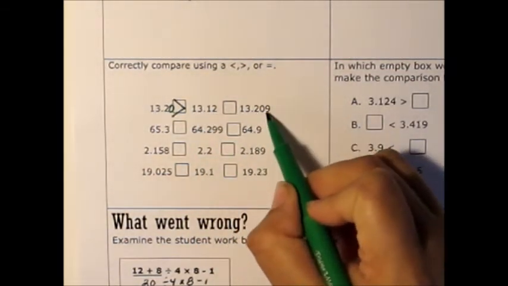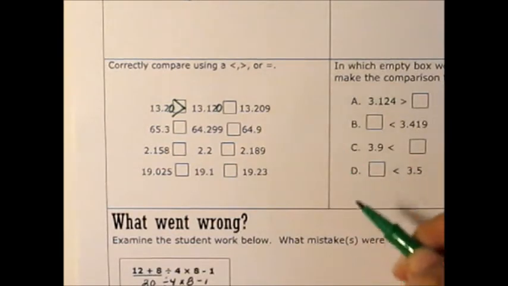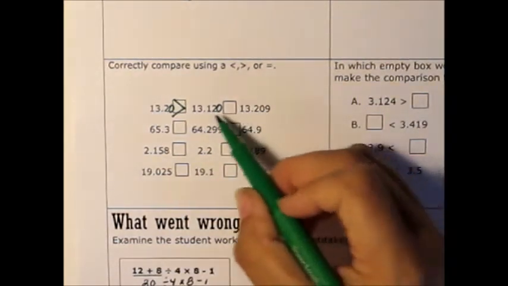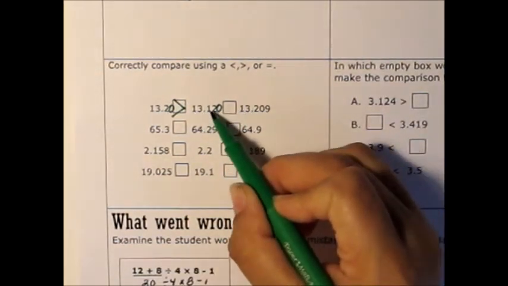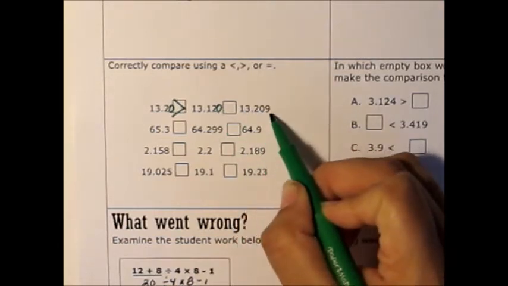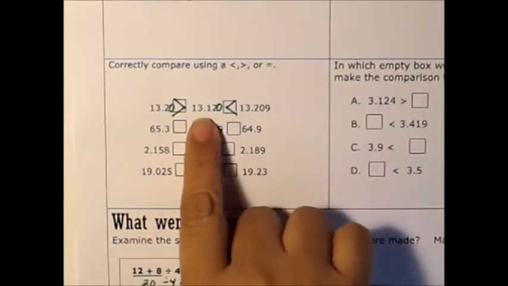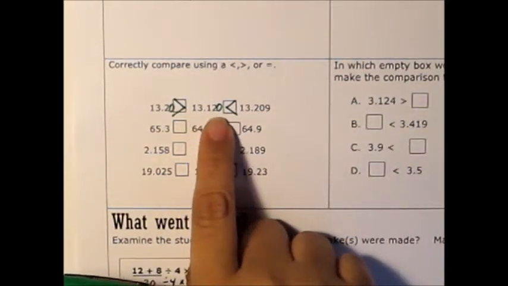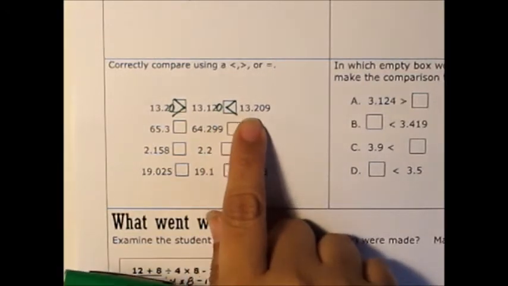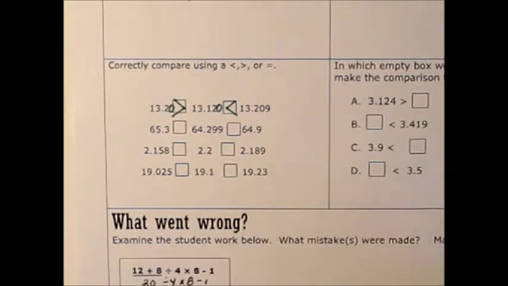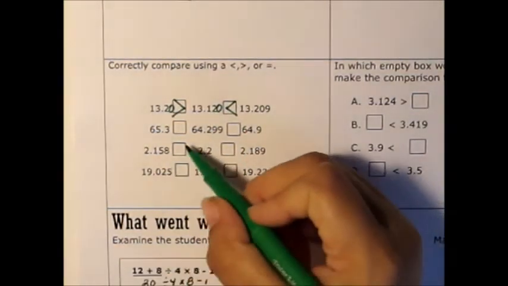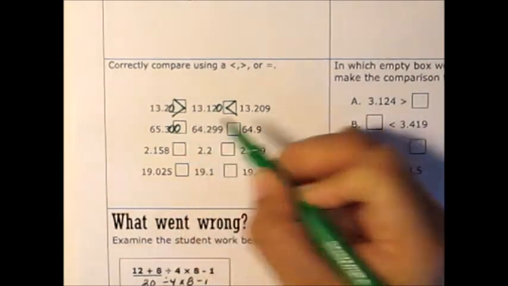Okay. Now when comparing these two, I've got to add my imaginary 0 there. 13s are the same. 120 versus 209 thousandths. The 209 is a larger number. So when comparing these two, 13 and 120 thousandths is less than the 13 and 209 thousandths. Okay, this one we need to add 2 zeros there.